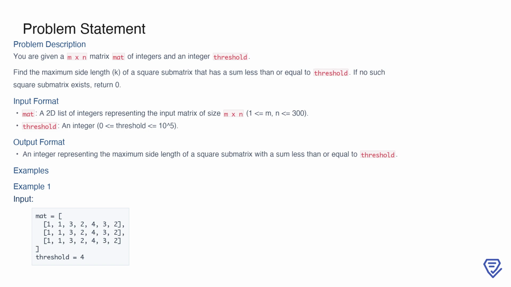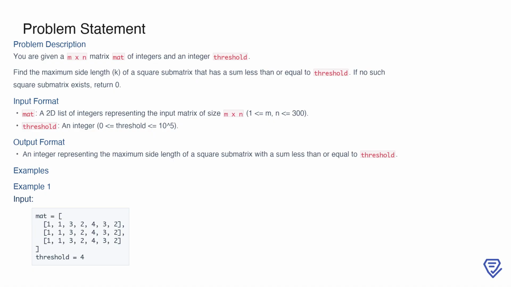The input matrix mat is a two-dimensional list of integers, with dimensions ranging from 1 by 1 to 300 by 300. The threshold is an integer between 0 and 100,000. The output is a single integer representing the largest possible side length of a square submatrix that satisfies the condition.